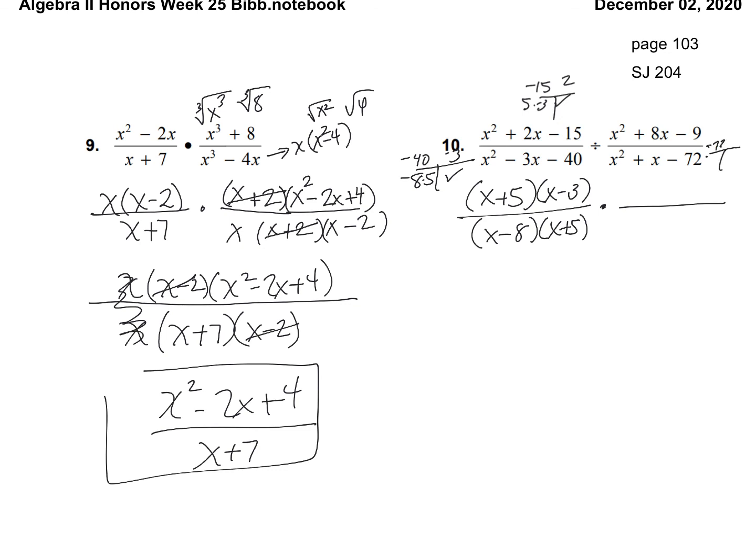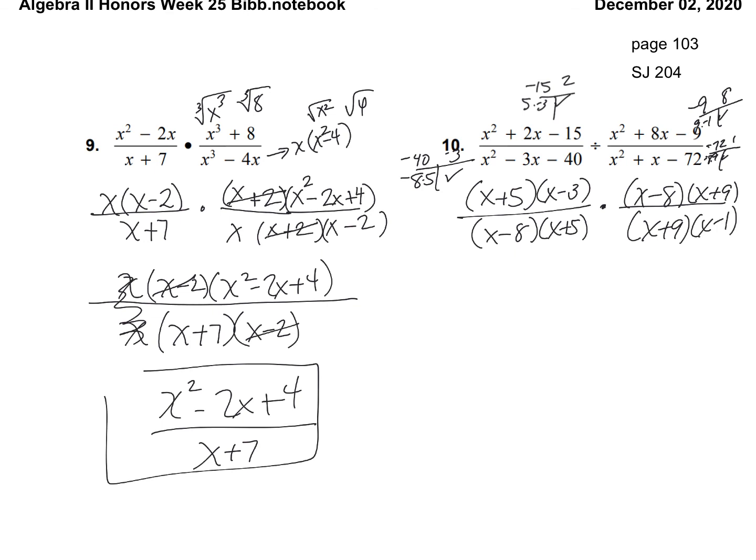Factors of negative 72 that will give me a sum of 1. And that looks like it would be negative 8 and positive 9. So x minus 8 and x plus 9. And then my numerator in the beginning problem, the second numerator will go in the denominator. I need factors of negative 9 that will give me a sum of 8. So factors of negative 9 that will give me a sum of 8 is 9 times negative 1. So x plus 9 times x minus 1.